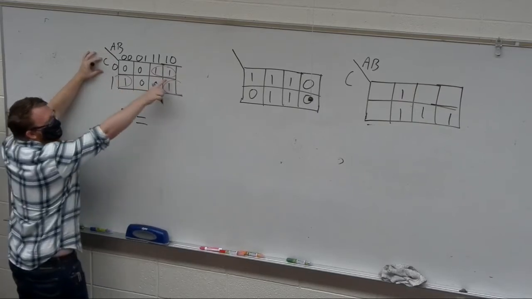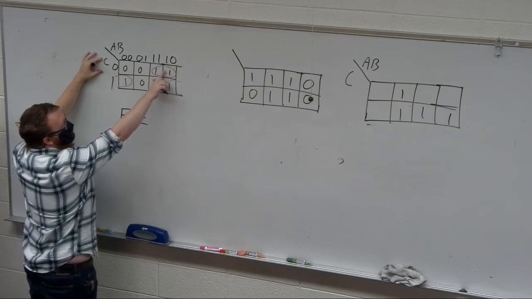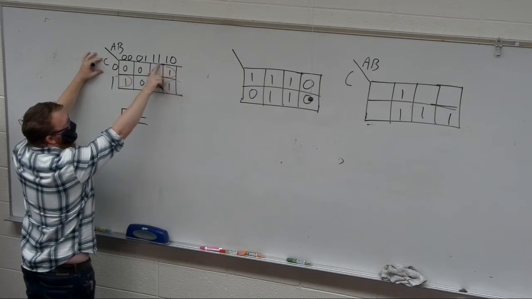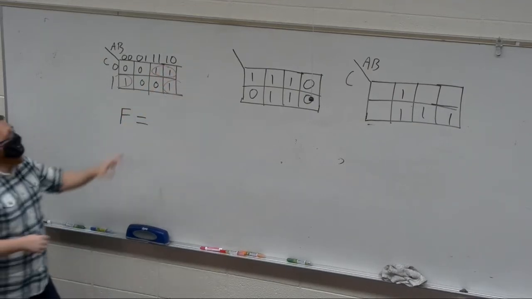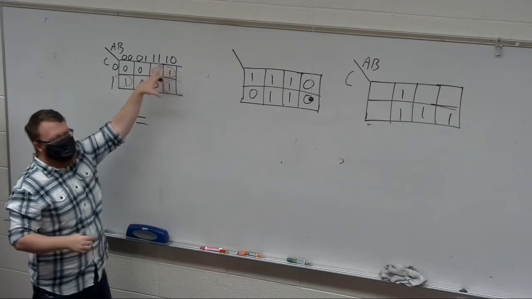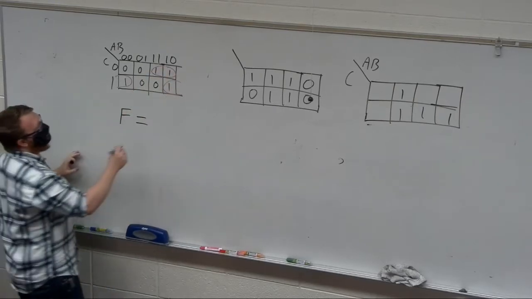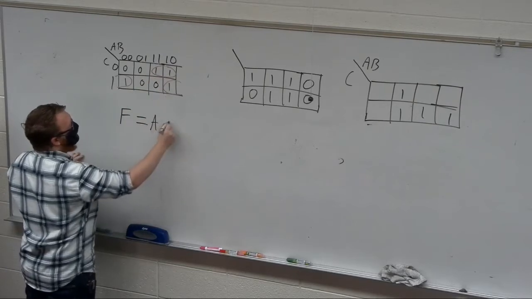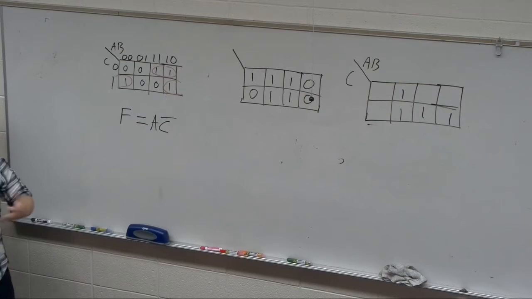Because it's all in this row. So C is 0 here, C is 0 here. And then here, A is 1, but B changes. So B is the unknown in this. So let's stick to what we do know. Well, we know it's A and not C is that term, because it didn't change.